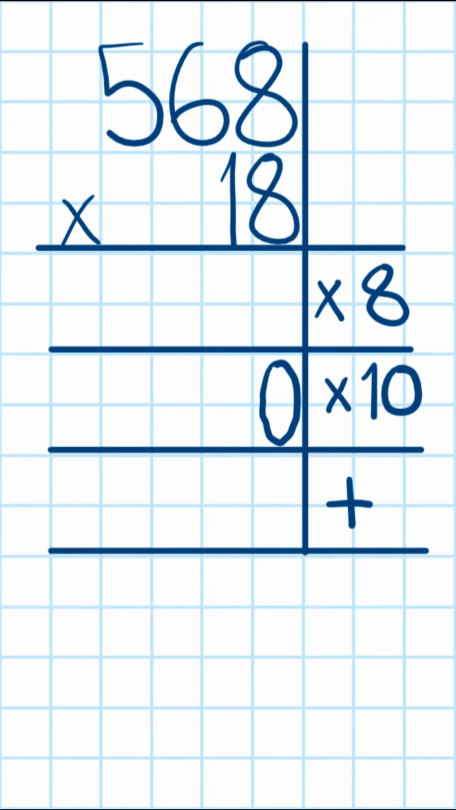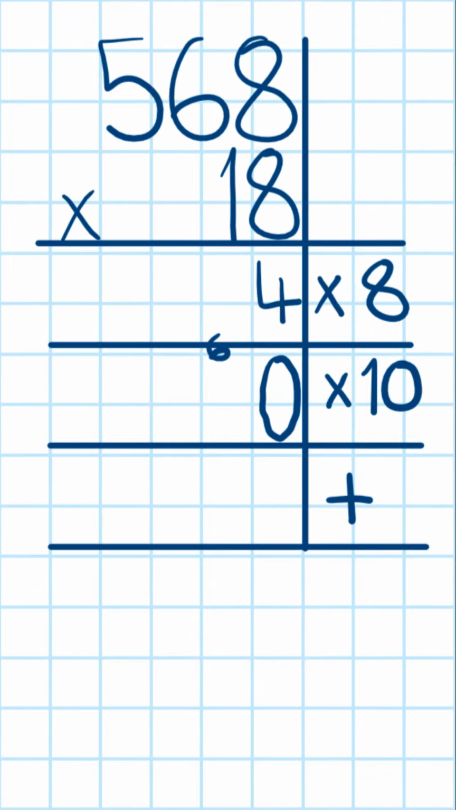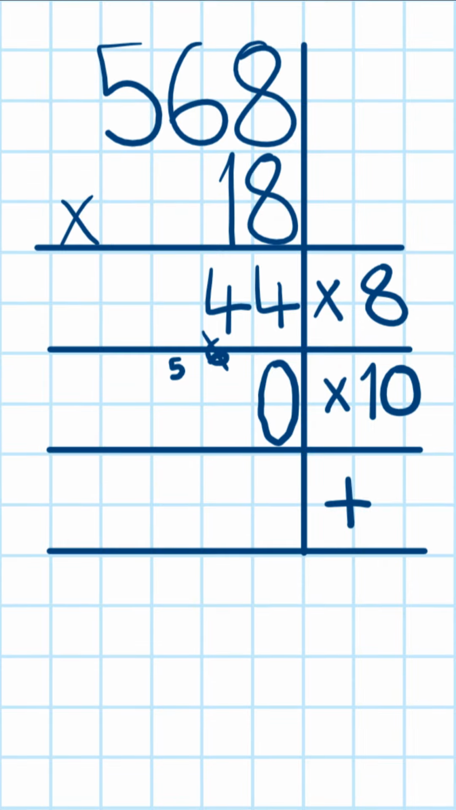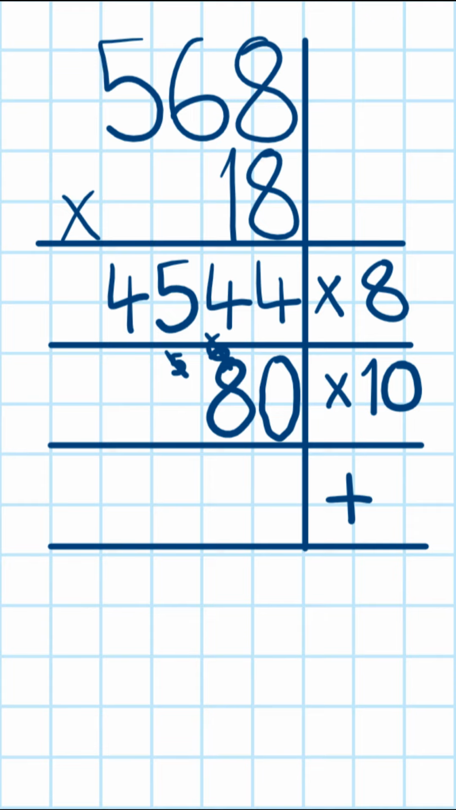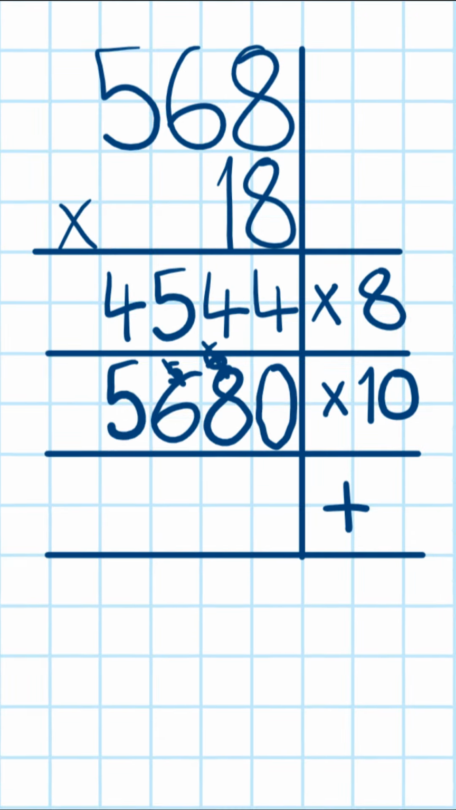8 times 8 is 64. 8 times 6 is 48, plus the 6 that we carried over is 54. 8 times 5 is 40, plus the 5 we carried over is 45. 1 times 8 is 8, 1 times 6 is 6, and 1 times 5 is 5.